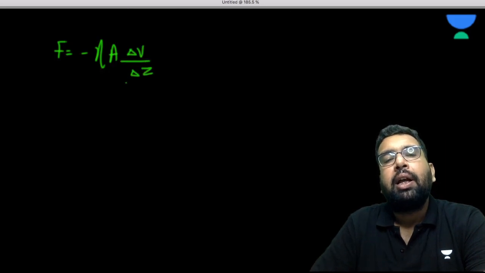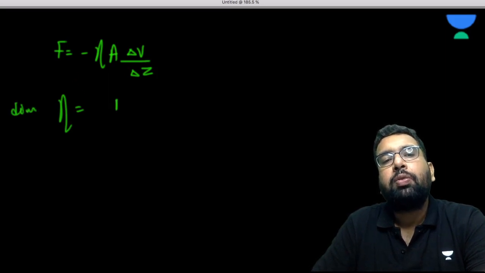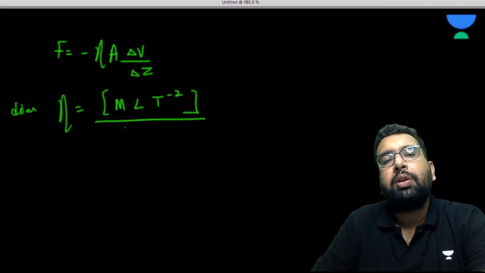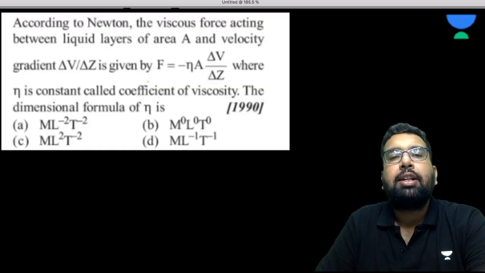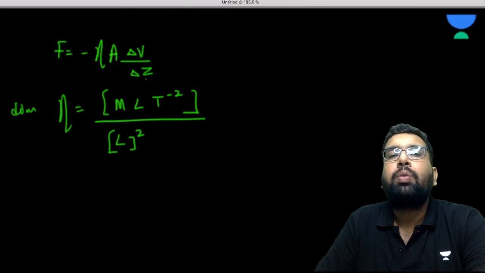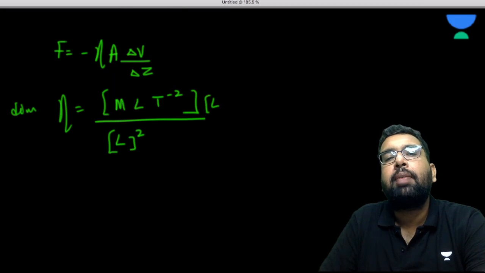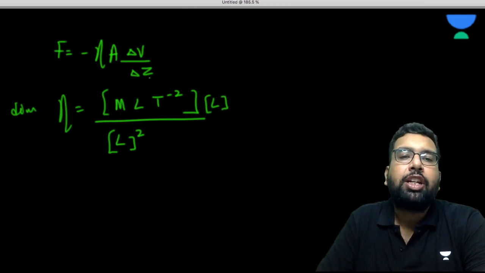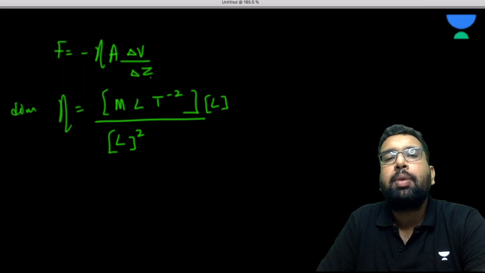Okay, no worries. So what is the dimension of eta? Let me write the dimension right away. What is the dimension of force? It is MLT minus 2. What is the dimension of area? It is L square, and it would go down. This is delta Z. Delta Z is what? It is the velocity gradient, and gradient means per unit length. So what is the dimension? It has L, that is the change of length, so that is going to be the dimension of L.